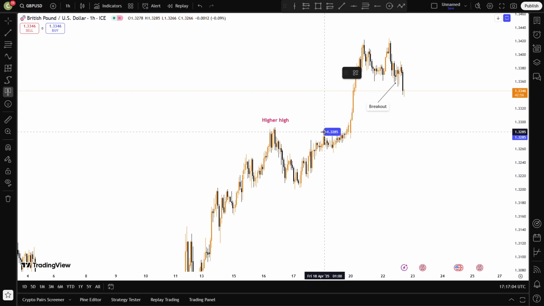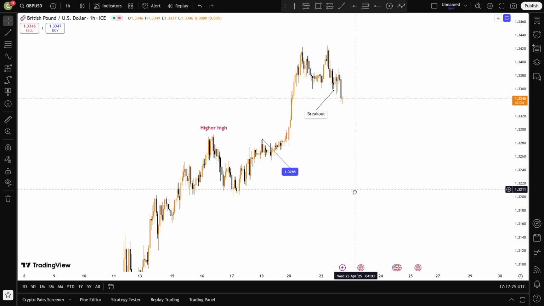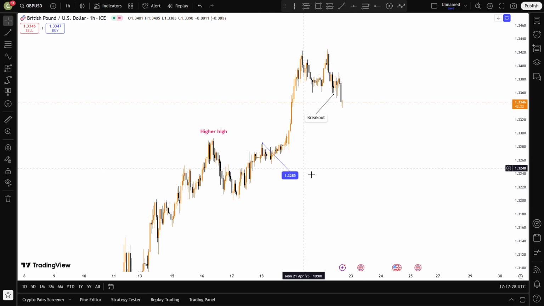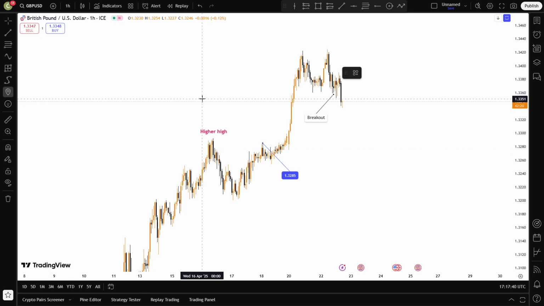So you can click here and then move it to anywhere, and then as you can see, the point at which you clicked has its price in the blue box, and that also gives it that tag style. And moving on from the price notes, we have the pin, and the pin is a small pin icon that attaches to any point.